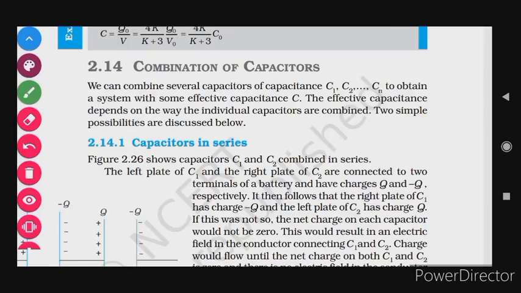Hello guys, welcome to my channel, and in this video I'll explain article number 2.14, combination of capacitors. There are two possible ways in which we can combine capacitors. One is series combination and the other one is parallel combination.